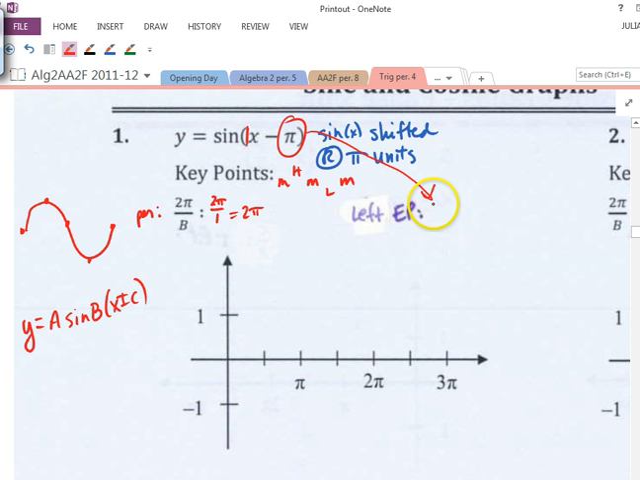All right, so your left endpoint is going to be pi. Nobody see what I did there? Nobody? Never mind. It's going to be pi. That means instead of starting at 0, we're going to start at pi.